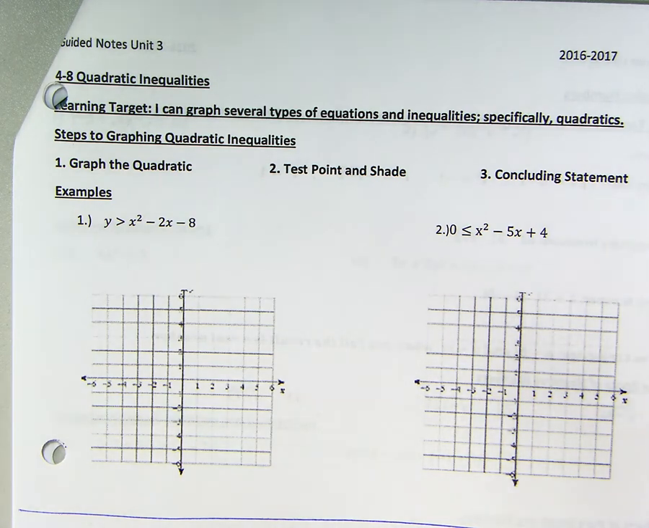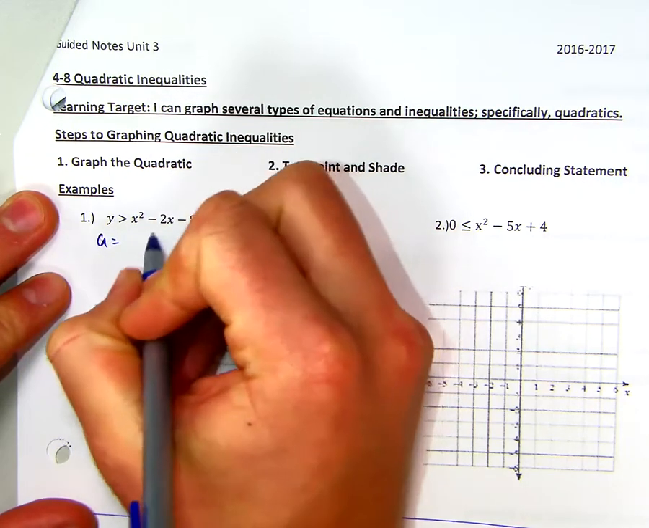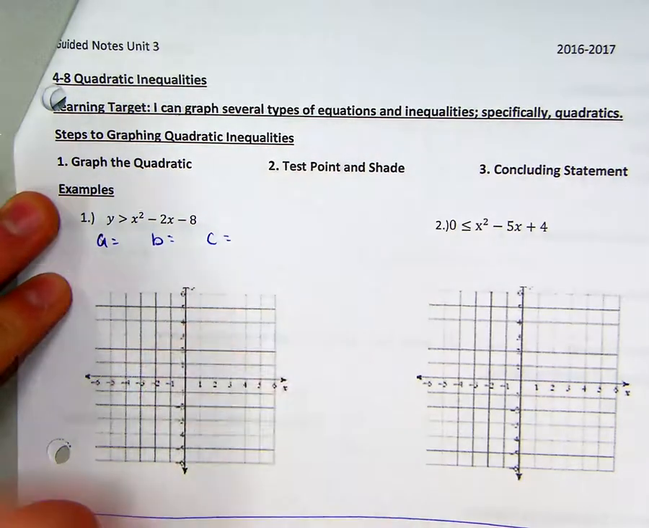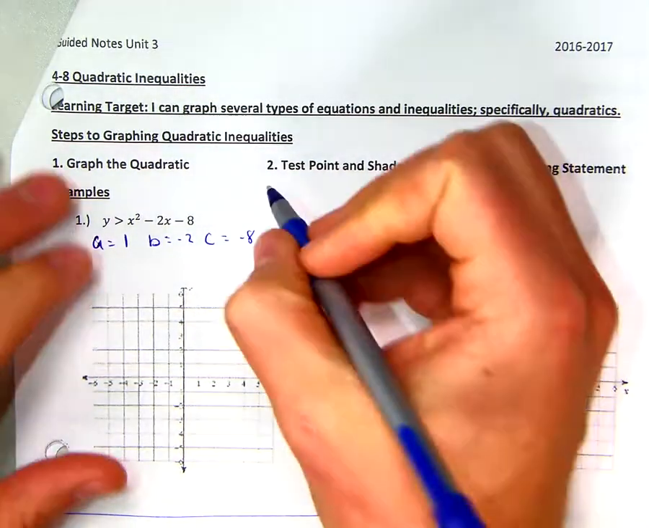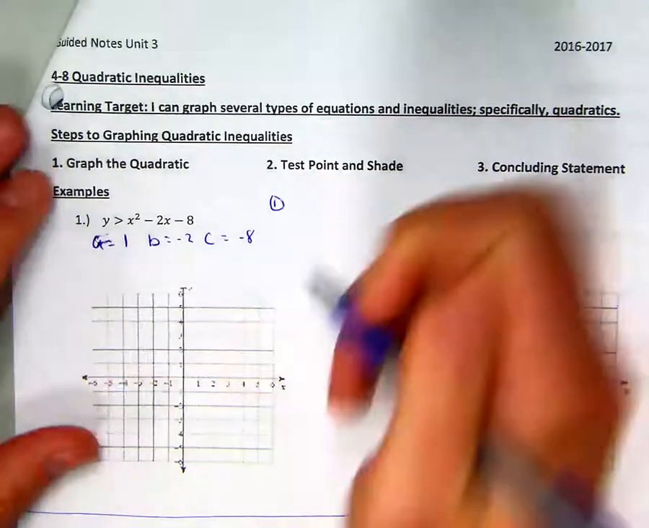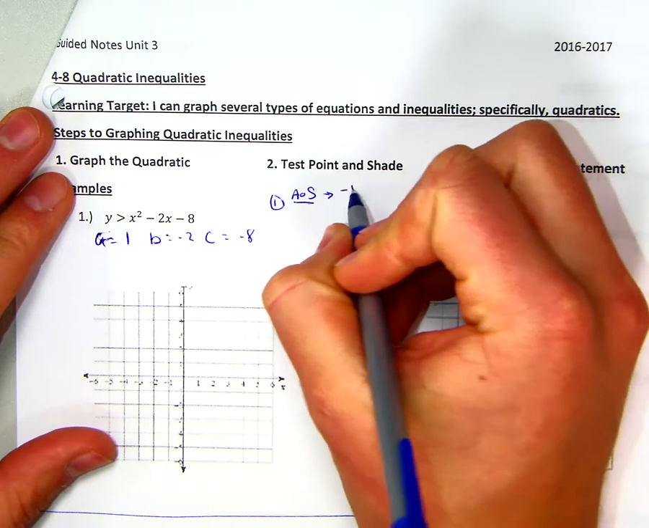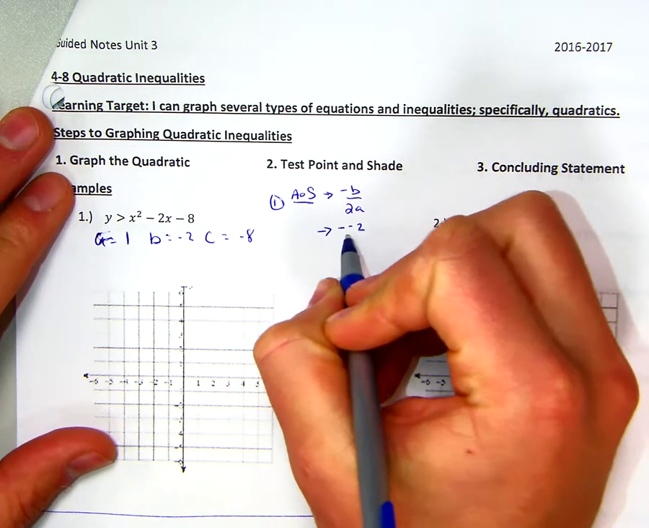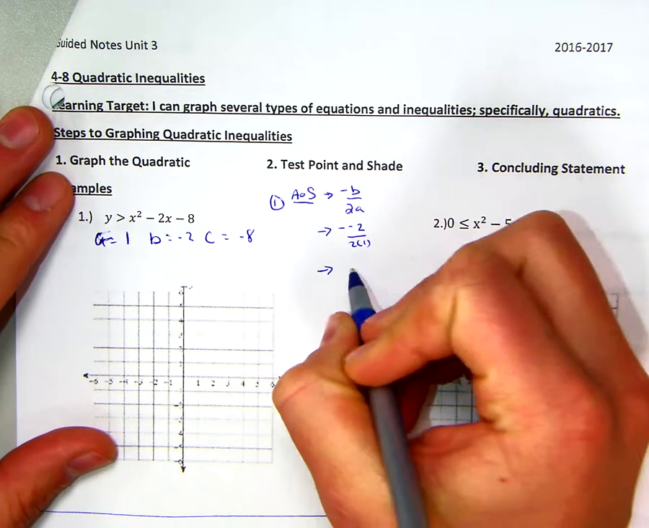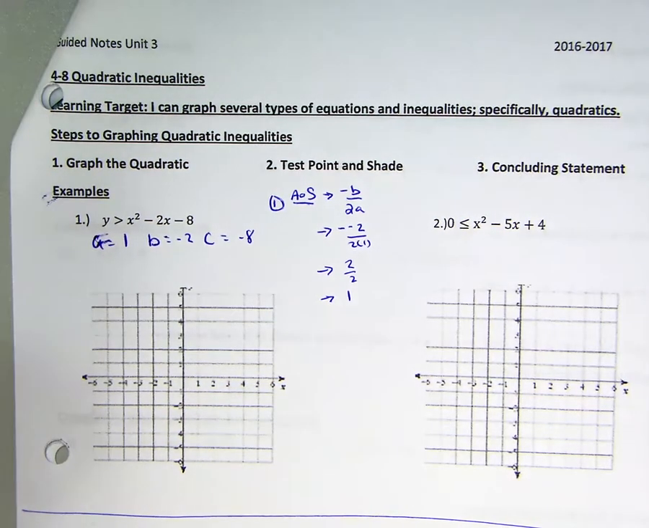And first off, we need to figure out, okay, how are we going to graph the quadratic? And we have our steps. Again, first one, you want to label everything. So our A, our B, our C. Our A in this case is 1, our B is -2, and our C is -8. Once we do that, we want to get that axis of symmetry, right? So the axis of symmetry, AOS, is -b over 2a. Right, so that's -2 over 2 times 1, which is a positive 2 over 2, which is just 1. All right, so our AOS is 1.